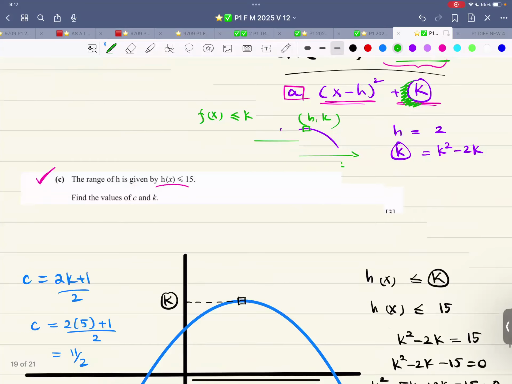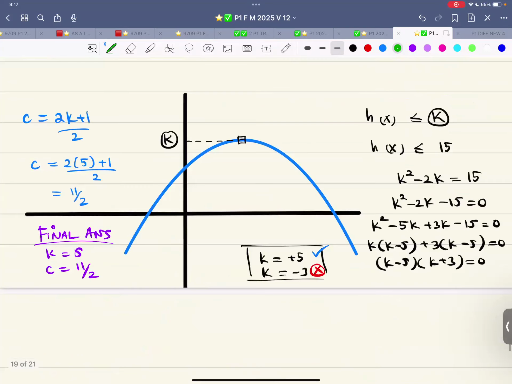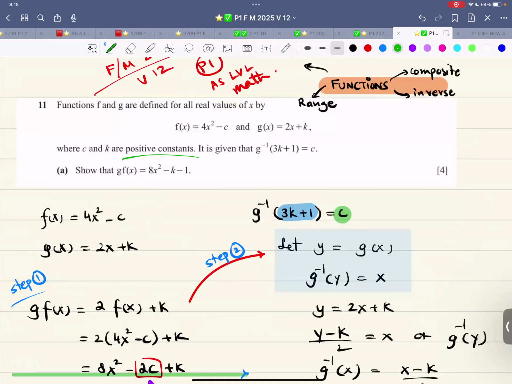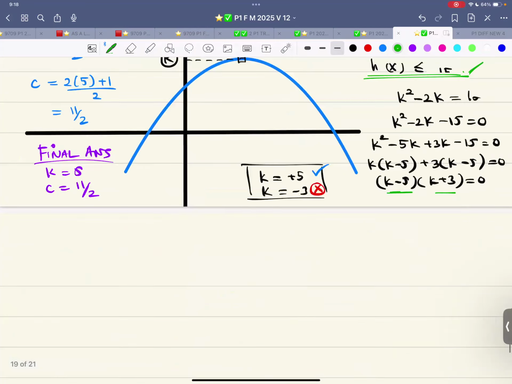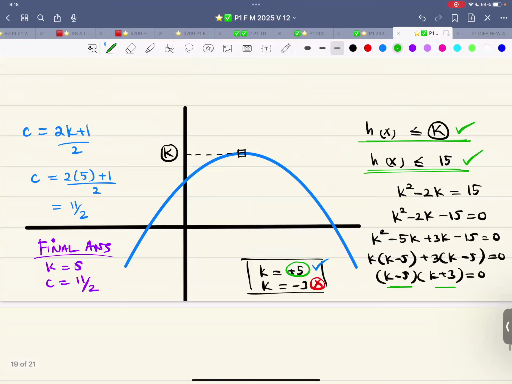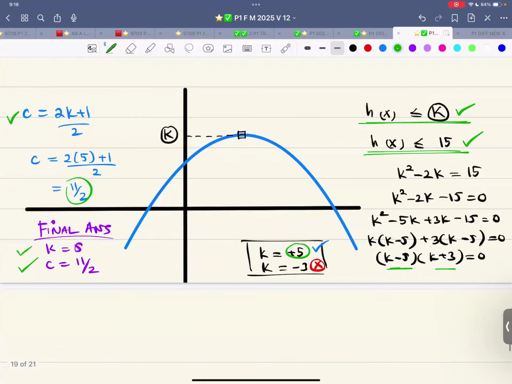Keep that in mind. And what have they given? h x is less than or equal to 15. So h x is less than or equal to k. h x is less than or equal to 15. Therefore, these two should be equal. We are getting two values. Does it say anything about positive, negative? Yes, they are positive constants. So since they are positive constant, accept 5, reject negative 3, plug in the c value, that comes out to be 11 over 2. Final answer, write it separately, and that is how this question is done.